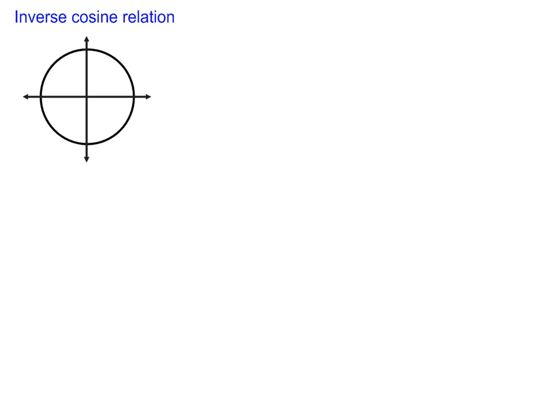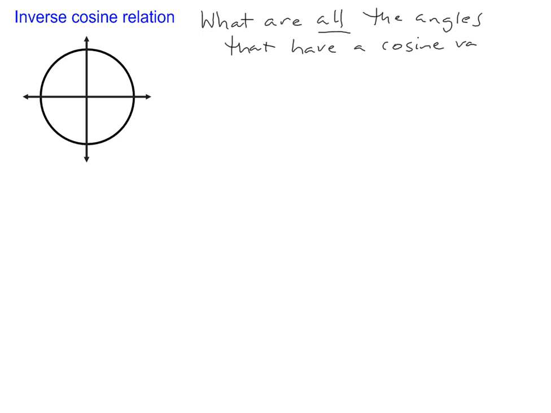Okay, so the second half of this podcast is about the inverse trigonometric relations, not the inverse trigonometric functions. And remember, a relation is the name for a relationship between x and y that can be an equation, a graph, a table, but that isn't a function, right? So in other words, what the inverse relations do is answer the question, what are all the angles that have a particular cosine value? Right? So what are all the angles that have a cosine value of whatever value I'm looking for?